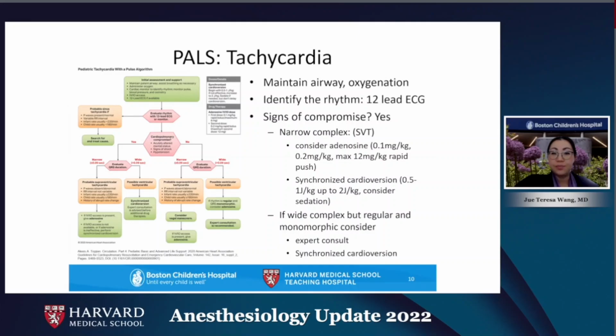is also an option. The dose should be 0.5 to 1 joule per kilo, up to a maximum of 2 joules per kilo, and consider sedation for the patient if the patient is awake. However, do not delay cardioversion in the setting of hemodynamic compromise just to give sedation. If the cause of the tachycardia is wide complex but regular and monomorphic, consider treatment with synchronized cardioversion at the joules mentioned before, and also obtain expert cardiology consult for additional recommendations.